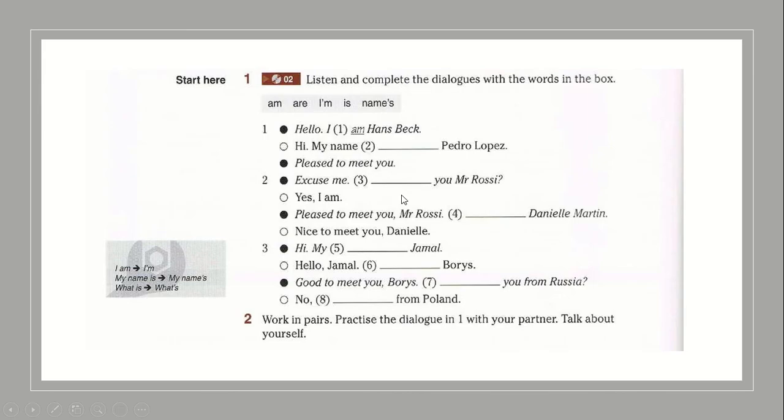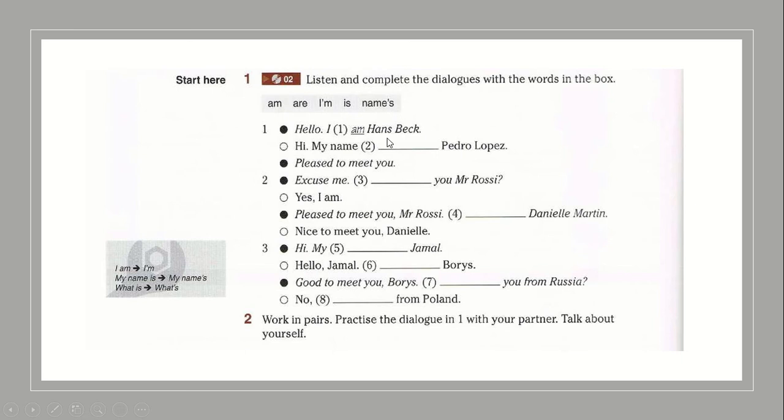Now let's move forward to the listening. What we need to do is to listen and complete the dialogues with the words in the box. The words in the box are 5. Am, are, I am, is, names. And if you look at the 3 dialogues, you will notice that we have 8 spaces. One of them is done, number 1. So the remaining are 7 spaces, and we have 5 words. This means that we are going to use some words more than one time.